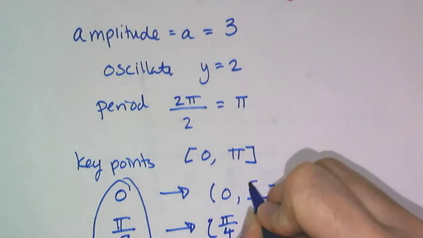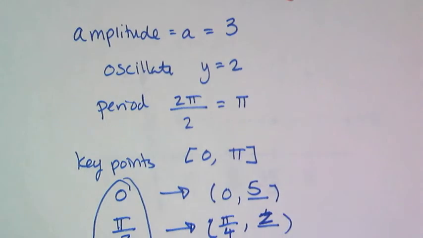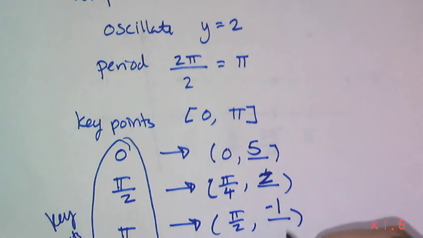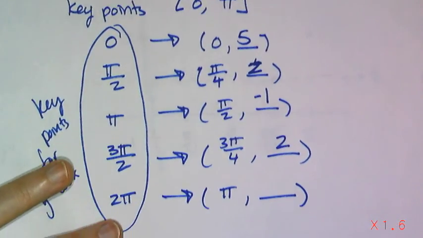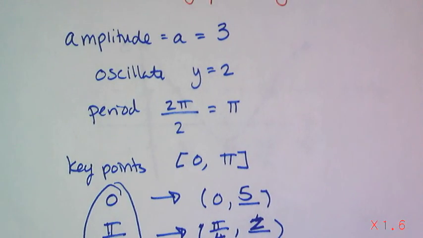At 0, it's going to be at 5. At pi over 4, it's going to be at 2. At pi over 2, it's going to be at -1. At 3 pi over 4, it's going to go back to 2. And at pi, it's going to go back to 5. So now I know all the key features of the graph.